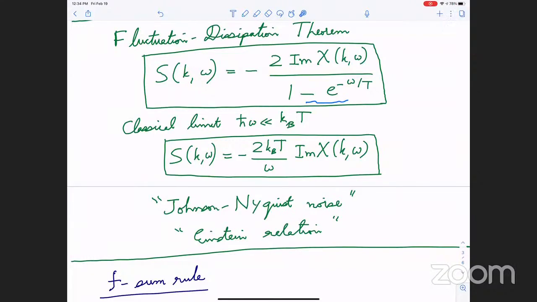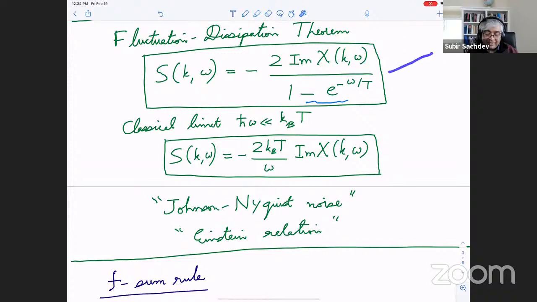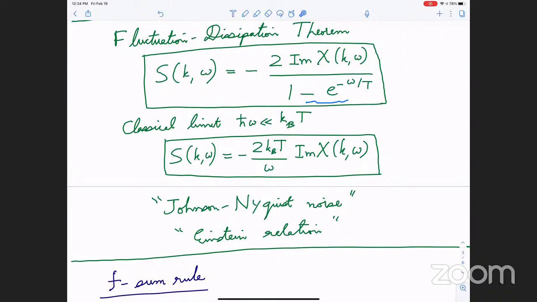Okay, thanks. So this is, of course, the most general form of it, and it relates two functions. These are much more limited, earlier examples of some limits of that relation.